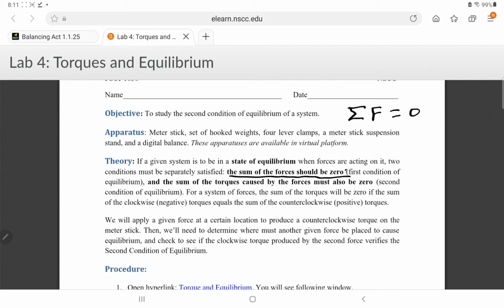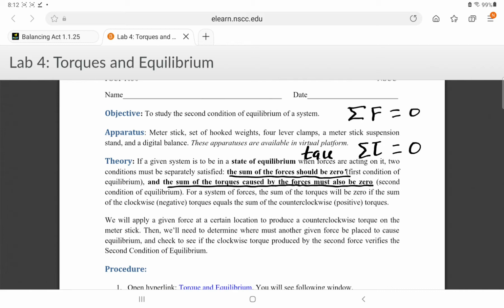The second condition of equilibrium is that the sum of the torques caused by the forces must be 0. Torque is denoted by tau. This symbol is the Greek letter tau, and the total torque, the sum of the torques, should be equal to 0. These two conditions are the conditions of equilibrium. If both are satisfied, then we can say a system or particle is at equilibrium. If one of them is not satisfied, then the system is not in equilibrium.